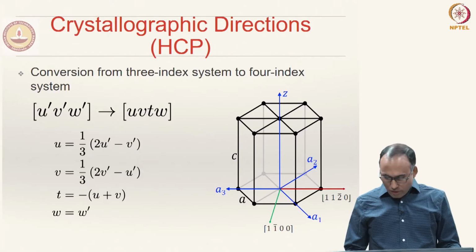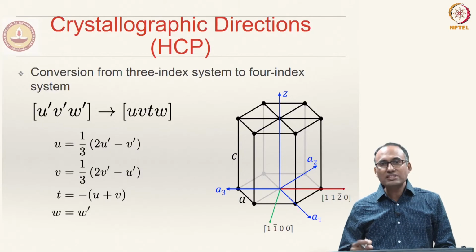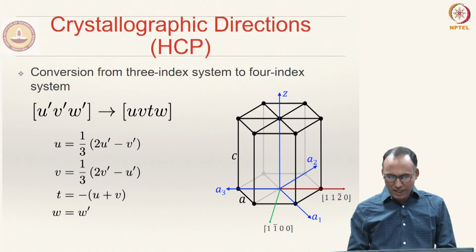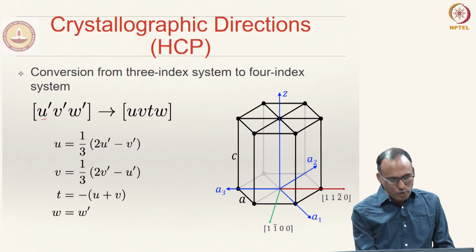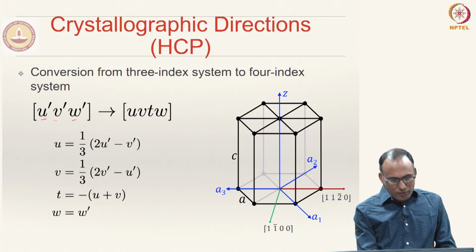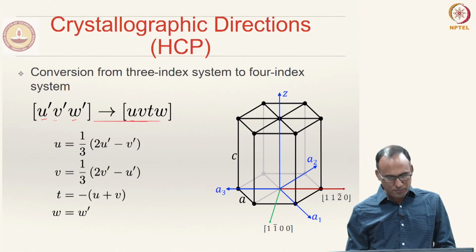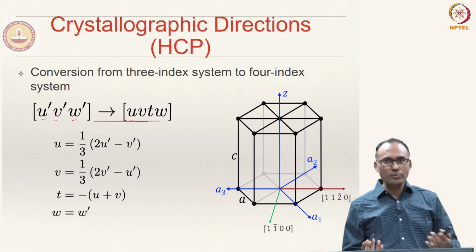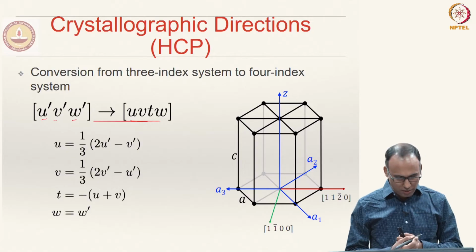Alright. So, now, is there a possibility to convert from 3 axis notation to 4 axis notation? Let us say our 3 axis notation is represented by u' v' w'. How do we go from this notation to u v t w? So, this is one of the prescriptions, but people can come up with different prescriptions if required.